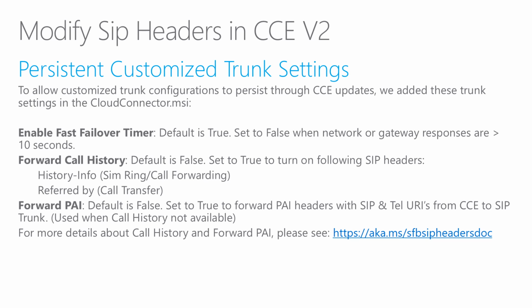How to modify SIP headers in Cloud Connector Edition. Prior to V2, the only way that SIP headers could be modified would be if administrators manually connected to mediation servers and made the modifications to the SIP trunk settings.